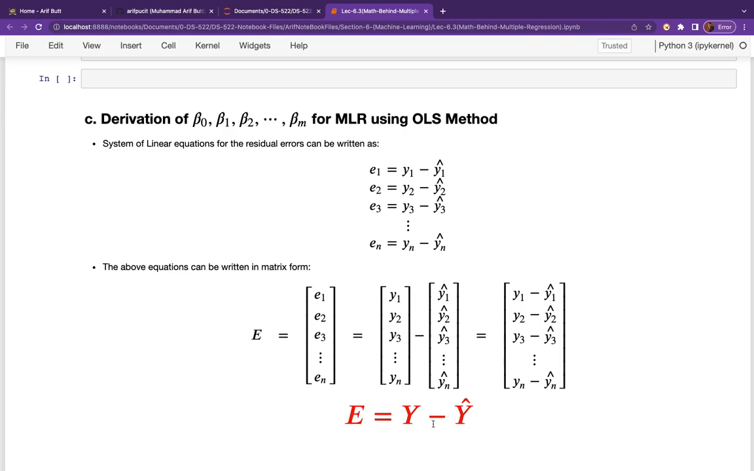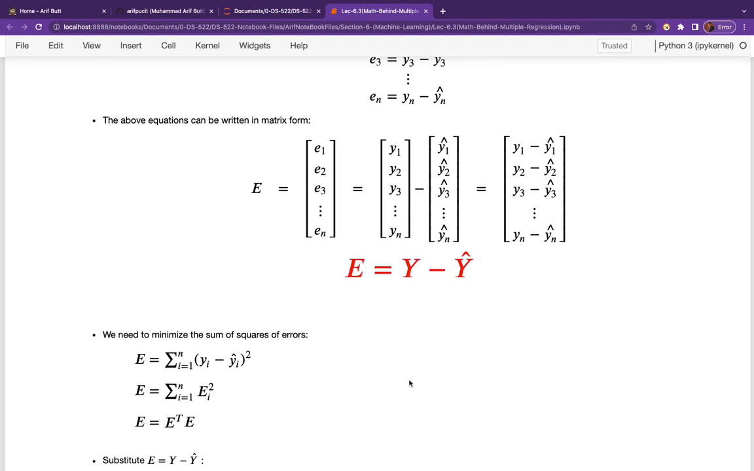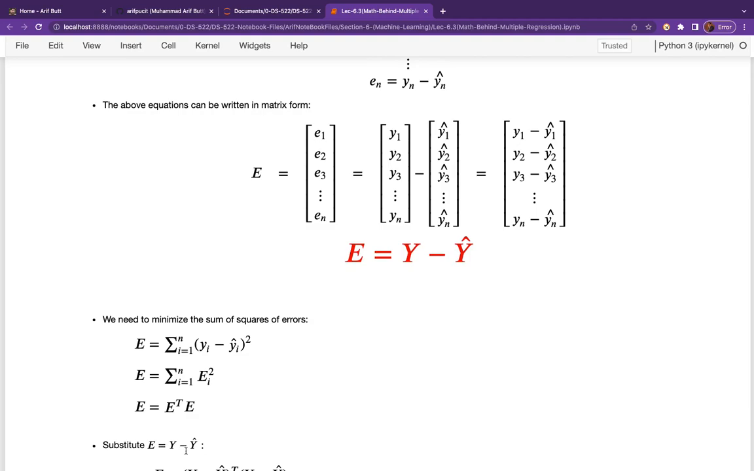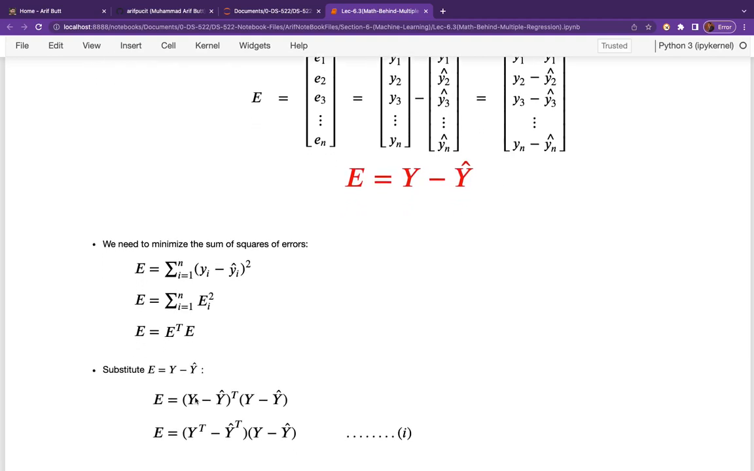As done in a previous session of simple linear regression, we need to minimize the least squares criteria, but this time using matrices. So the residual sum of squares can be rewritten as this. You can take the square of this, and this can be written in matrix form as E transpose times E. And substituting E is equal to Y minus Y hat and expanding this transpose, we come up to this equation number 1. I hope this simplification makes sense to you all.